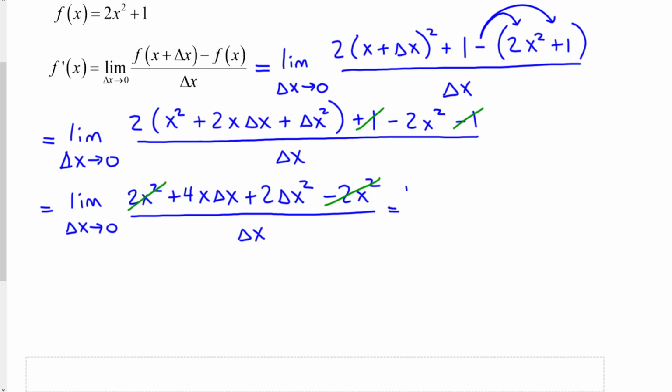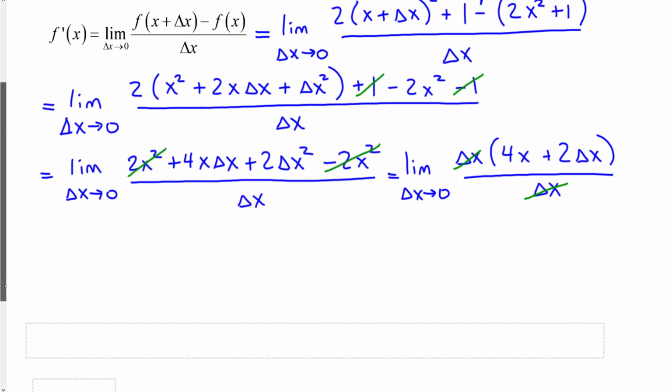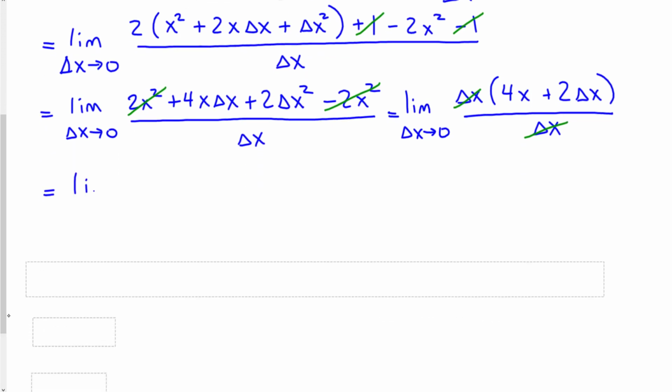In the numerator, it appears that I have a common factor of delta x in both terms of the numerator. I'm going to factor that out, which would leave me 4x plus 2 delta x. And there, that reveals a factor of delta x in the numerator and denominator that can cancel. So I now have the limit as delta x goes to 0 of 4x plus 2 delta x.